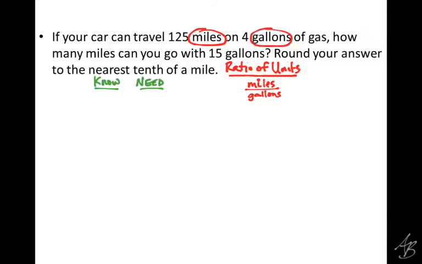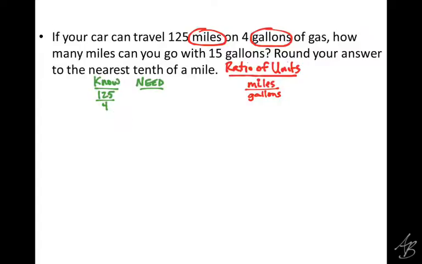So what two numbers here, miles and gallons, do we know go together in this problem? 125 and 4, right? So it says your car can travel 125 miles on 4 gallons. So those two numbers go together. And which one's going to go on top? 125. Why does 125 go on top? Because miles go on top. We wrote our ratio of units with miles on top, so we make the 125 miles go on top and the 4 gallons go on the bottom.